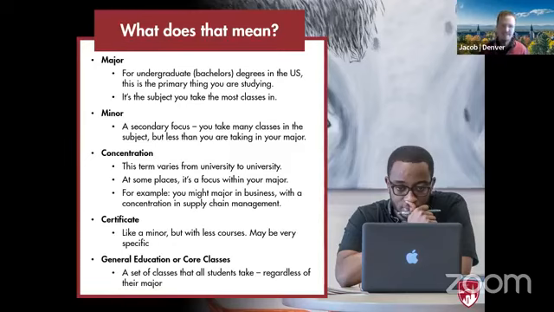But at other places, a concentration may be something closer to a minor or a series of classes that you take, something more like a certificate, which is like a minor, but often with fewer courses and maybe very specific. So at some schools, you might be able to get a certificate in Microsoft Office applications, or a certificate in sustainability or a certificate in cybersecurity. These are all possible things you can get a certificate in that tend to say that you are trained in a specific subject. So it's kind of like a minor, but a little bit differently structured.